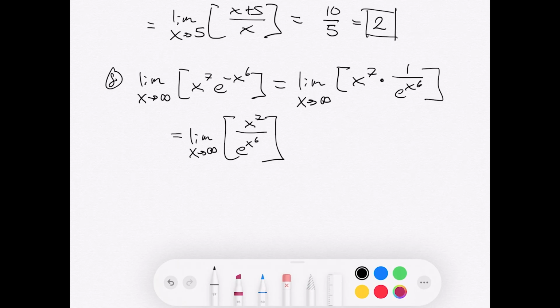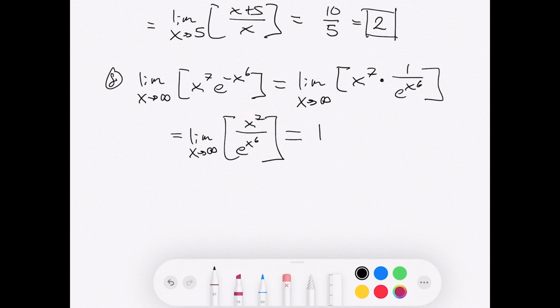Is this now in an indeterminate form that would allow us to use L'Hopital's rule or perhaps some other technique? In the numerator, we have infinity to the 7th, which is infinity. Down here, we have e to the power of infinity, essentially, which is infinity. So we have infinity over infinity, which is one of the acceptable indeterminate forms. So let's pull the trigger and use L'Hopital's rule.